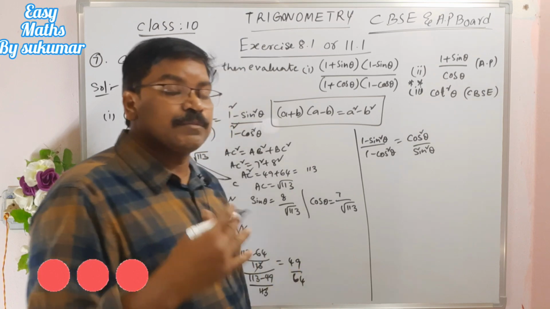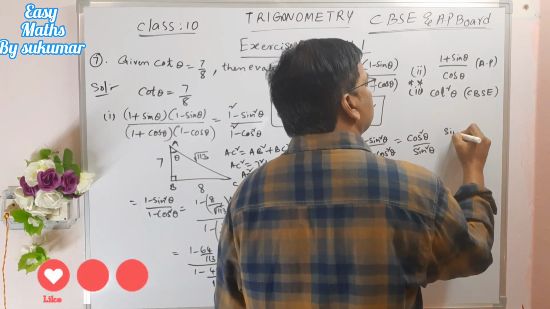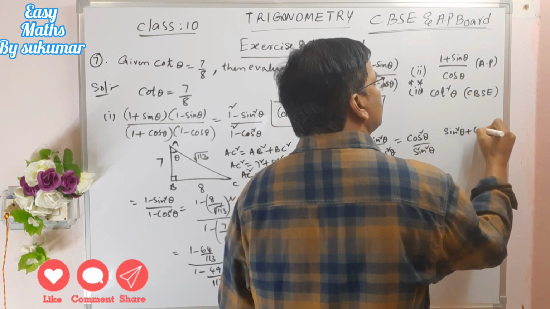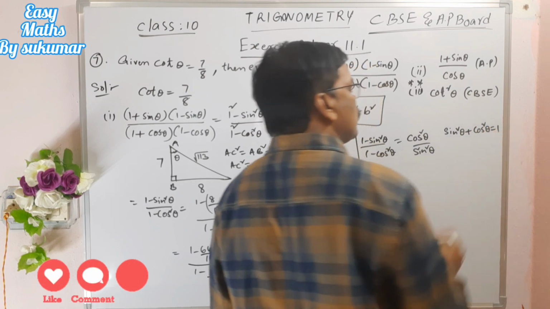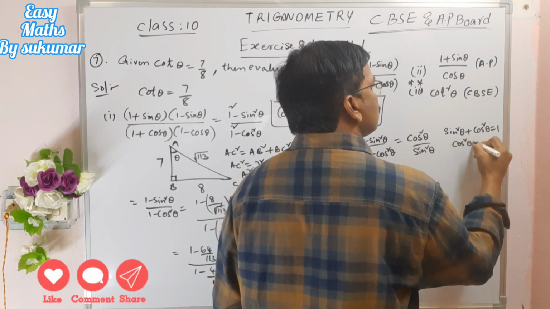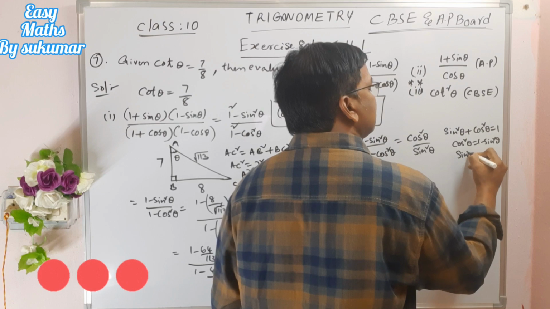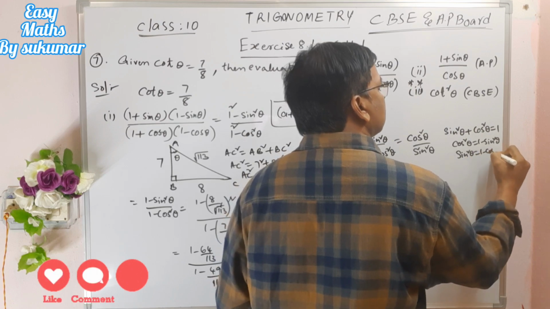Actually, there are some identities. Sine square theta plus cos square theta is equal to 1. So from this identity, my dear students, cos square theta means 1 minus sine square theta, and sine square theta means 1 minus cos square theta.